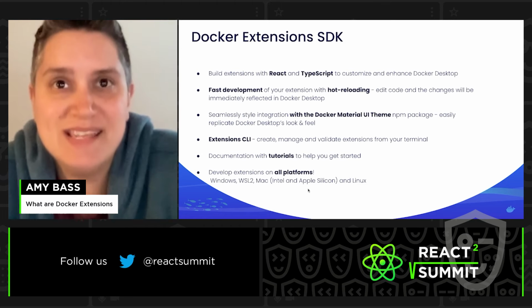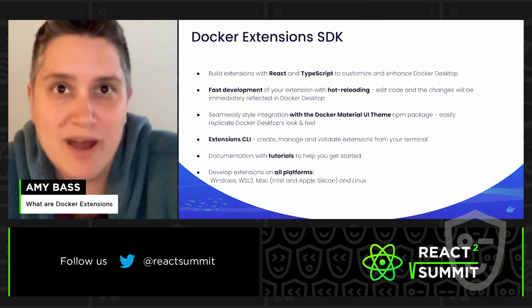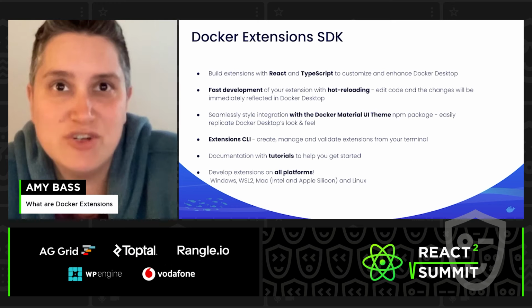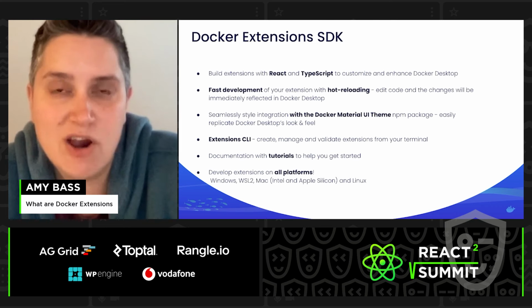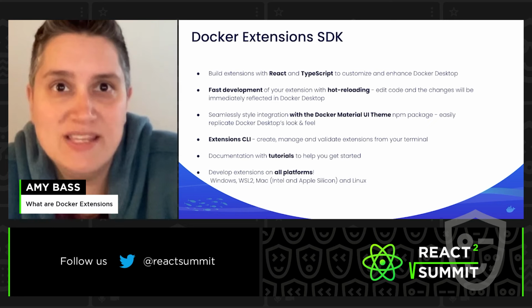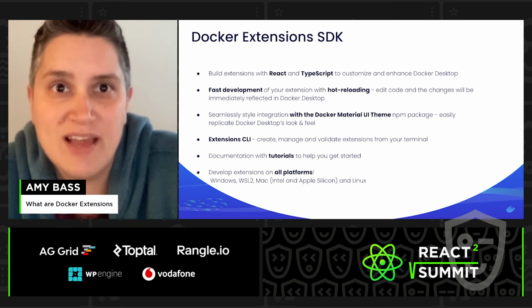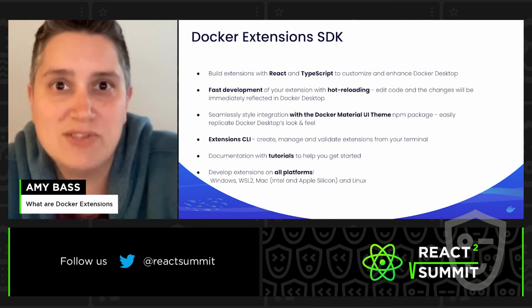Now, the Extensions SDK was built with developers' ease of use in mind. If you are familiar with building images, it shouldn't require a lot of effort. Within the SDK, we've made it possible for you to build extensions using React and TypeScript. We've also enabled hot reloading so you immediately see your changes reflected in Docker Desktop. With the Docker Material UI theme that we've provided, you can easily replicate Docker's look and feel. We've also included an extension CLI to help with management and validation. And in our documentation, we've included both samples and tutorials to help get you started.